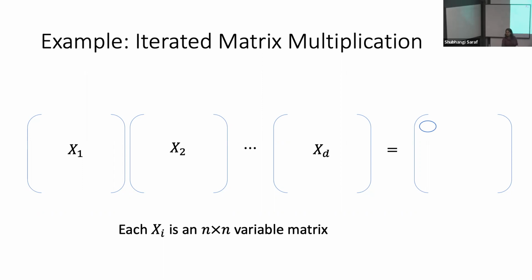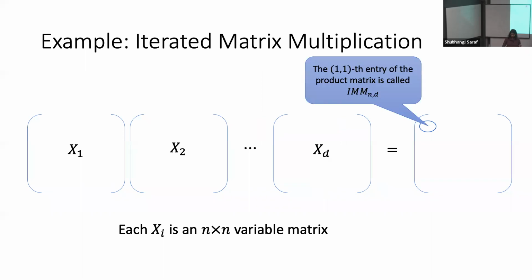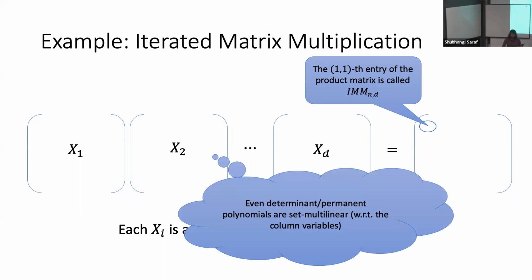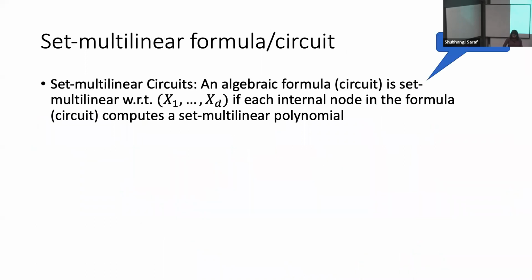And it's a set multilinear polynomial in the variables. The sets are x1, x2, through xd, because each monomial in that product picks up one variable from each matrix. So this iterated matrix multiplication polynomial will be very, very important. The 1, 1 entry in the product is called the IMM polynomial, IMM sub n comma d. n is the dimension of the matrix, and d is the number of matrices. So the determinant and permanent are also set multilinear.